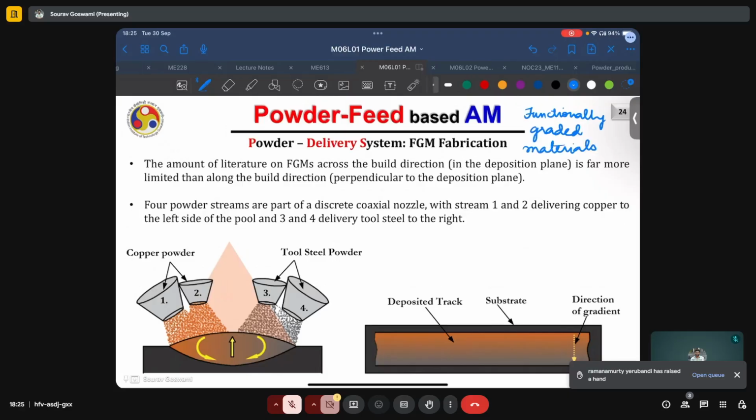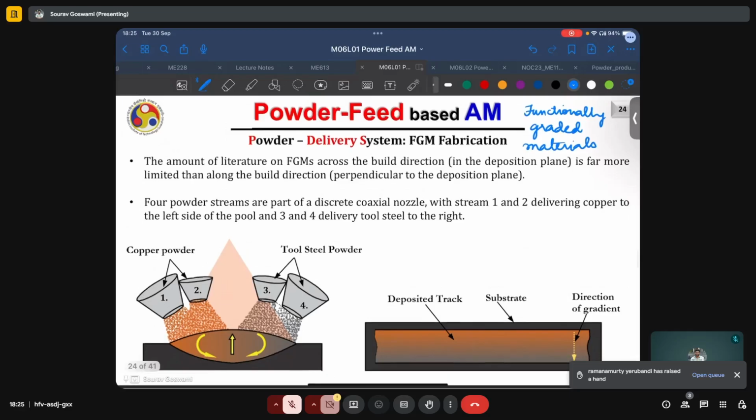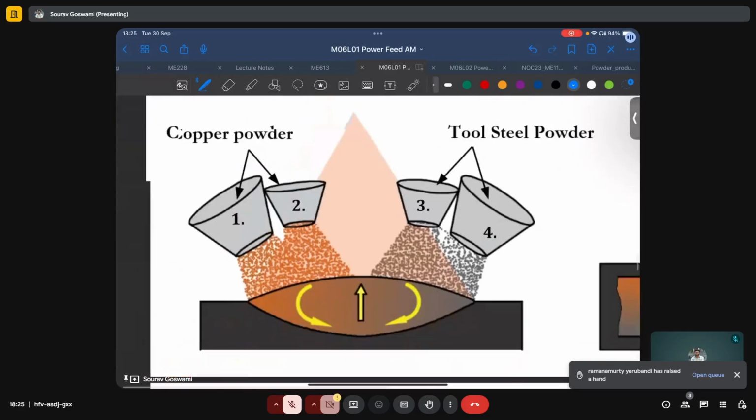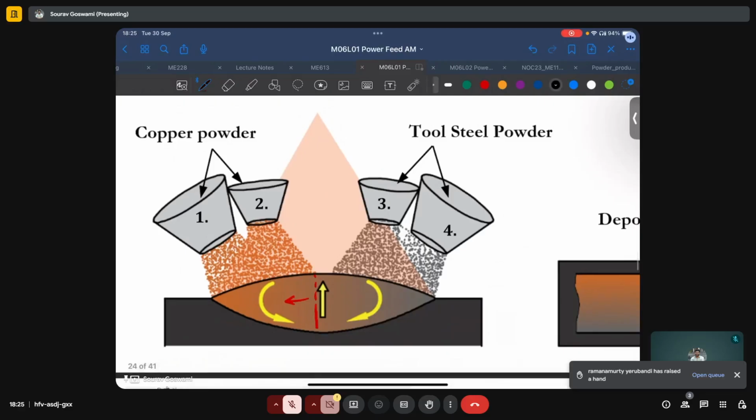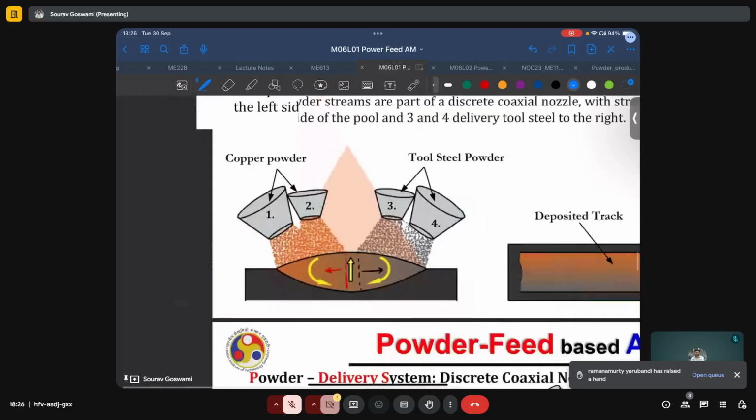Such as in this case, where you have copper powder coming from nozzles 1 and 2, and tool steel powder coming from nozzles 3 and 4, which lends this reddish or orangish character to this half of the melt pool, where we are seeing a cross section, and a brownish or dark grayish character to the other half of the melt pool, and in between we have a smooth transition zone as shown here.